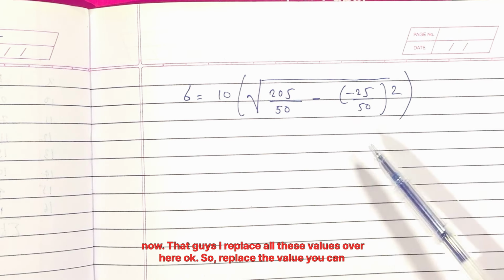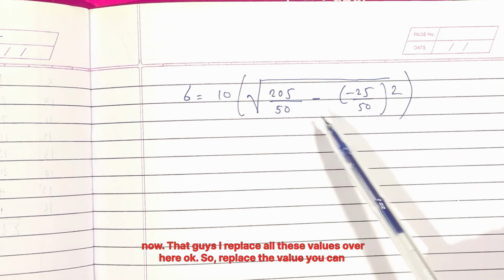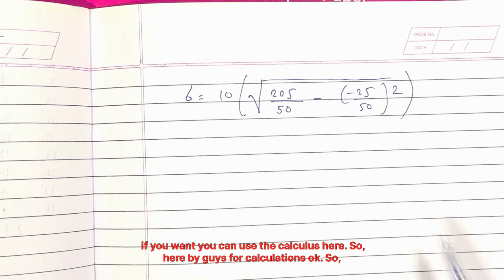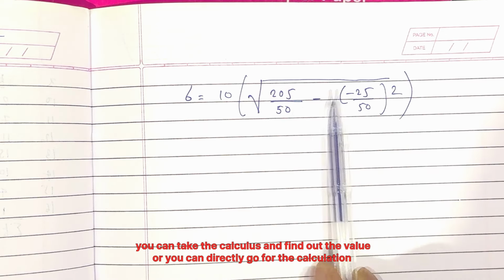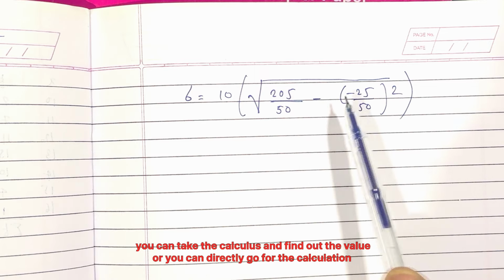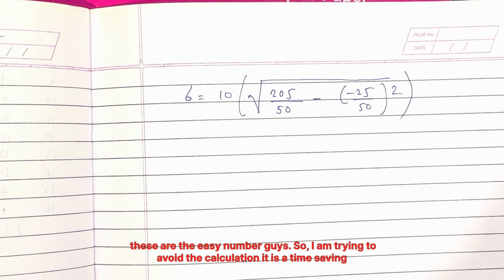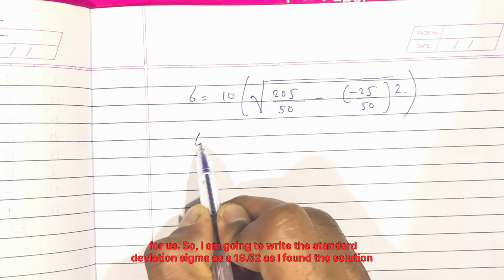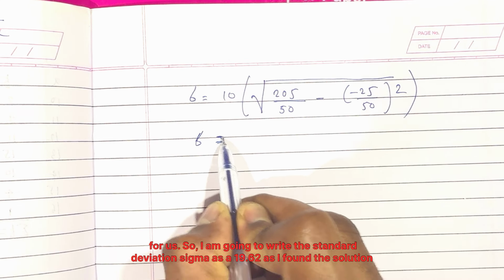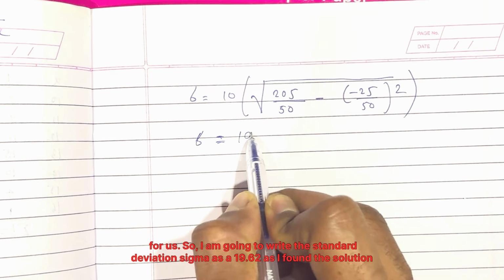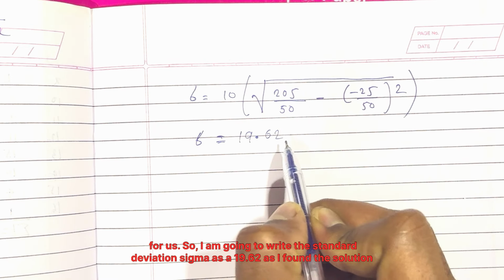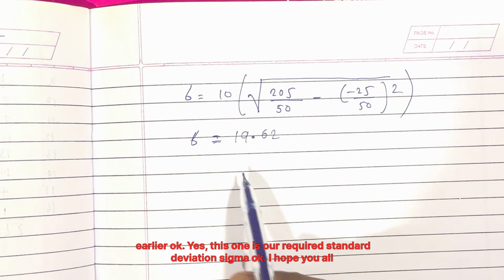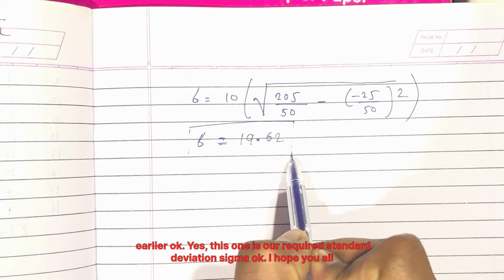Guys, I replace all these values over here. If you want, you can use the calculator here for the calculations, or you can directly go for the calculation. These are easy numbers guys, so I am trying to avoid the calculation. It is time saving for us. So I'm going to write the standard deviation sigma as 19.62, as I found in the solution earlier. Yes, this one is our required standard deviation sigma.